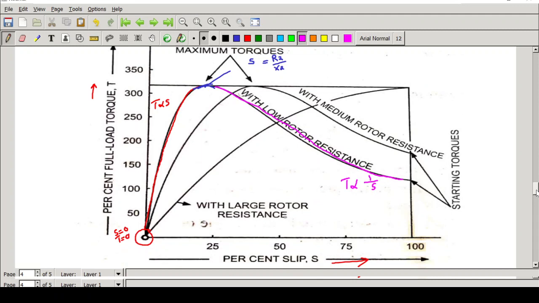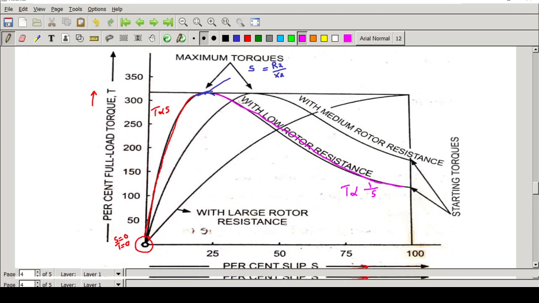Now here we have marked the slip from left to right, that is slip is increasing from 0, then it becomes 25, 50, 70, like that. Now when you are drawing the speed torque characteristics, what you have to draw is the x-axis, just to put the speed like this.